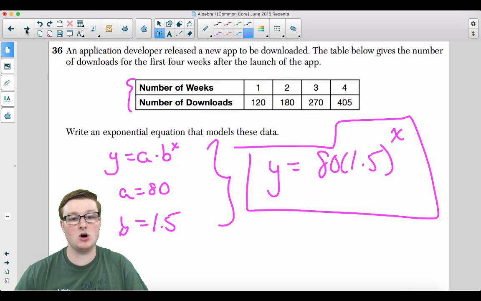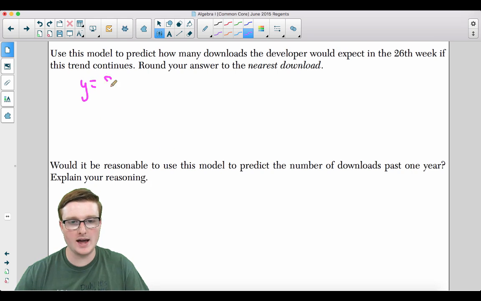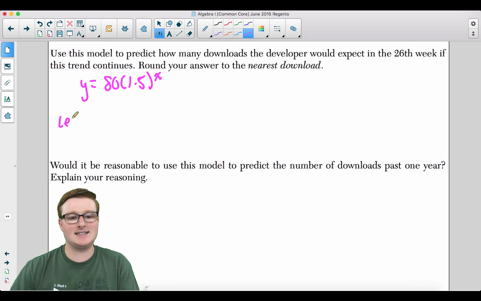Now the second part says, use this model to predict how many downloads the developer would expect in the 26th week if this trend continues. Round your answer to the nearest download. So all we're going to do is take our equation, which is y is equal to 80 times 1.5 to the x, and I'm going to let x equal 26.